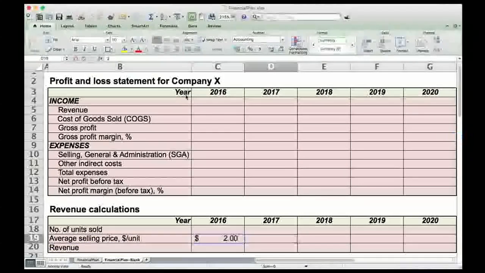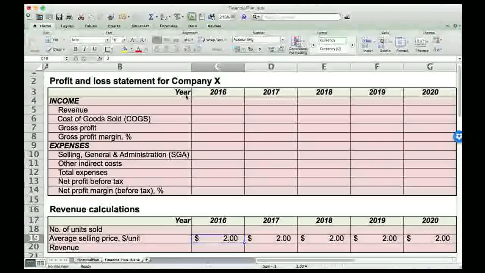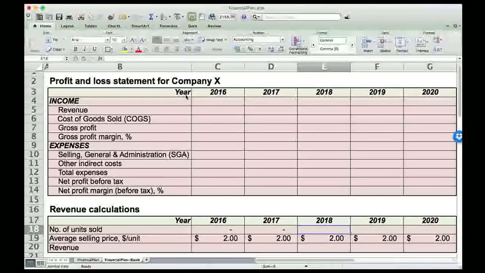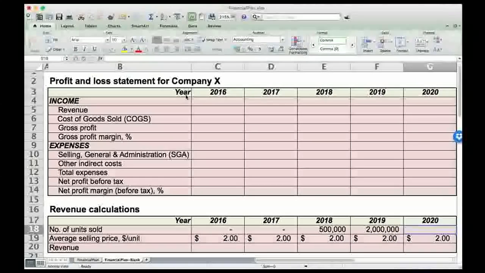We know the average selling price, so let's input $2 per unit, and let's keep it constant for the 5 years. And the number of units sold: they are not going to sell anything for the first and second year because they are developing the product. And third year, let's assume that we would sell 500,000 pieces, and then let's say 2 million in 2019, and let's say 5 million in 2020.